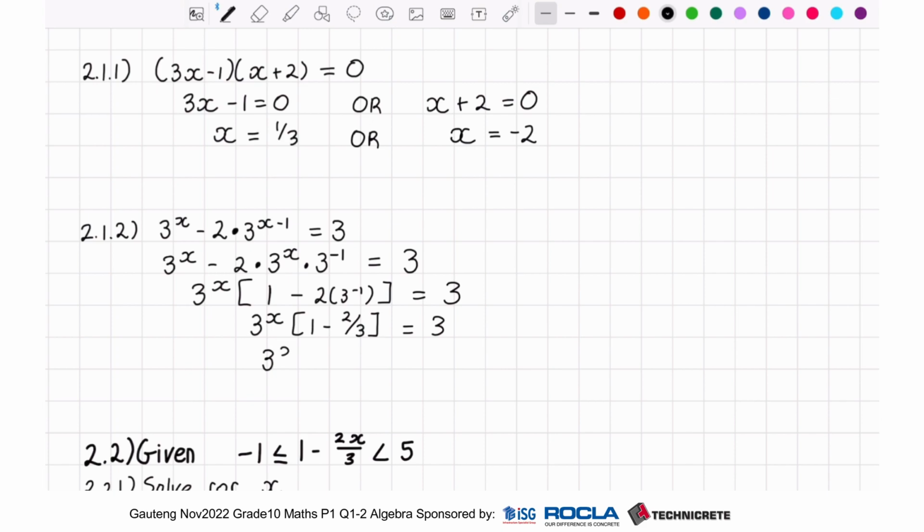And so 3^x times (1 minus 2/3, which is 1/3) is equal to 3, and then dividing, 3^x is going to be 9. And then I can just write 9 as 3 to the power of 2. So I see that 3 to the power of x is equal to 3 to the power of 2. And so x is equal to 2.